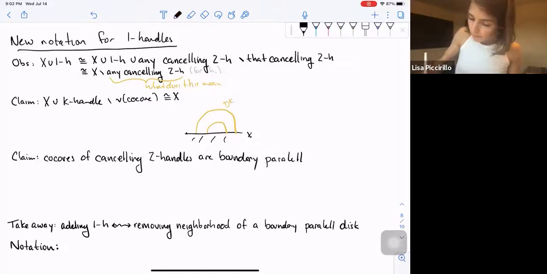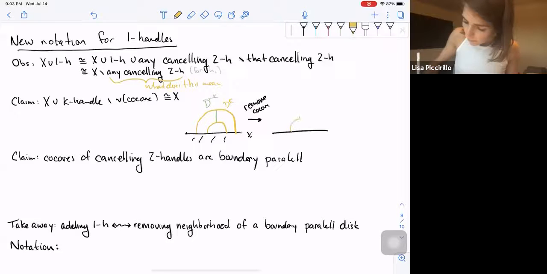And now what are we going to do? We're going to remove the co-core. What's the co-core disk look like? Remember, it's this. So what does it look like when we remove the co-core? Well, okay, we still see X down here. And then what remains of my handle probably looks like this.